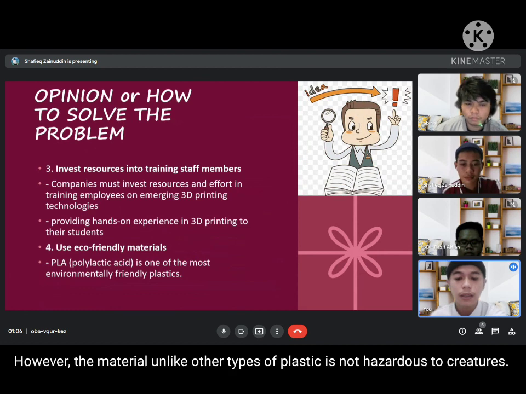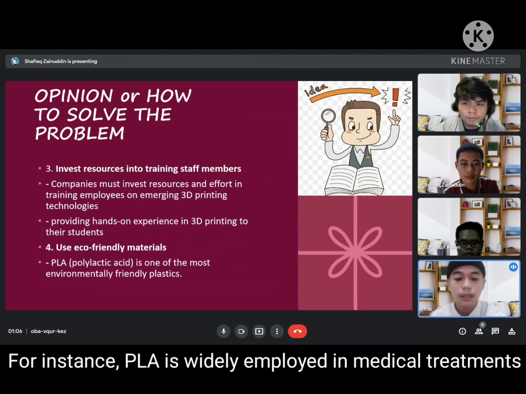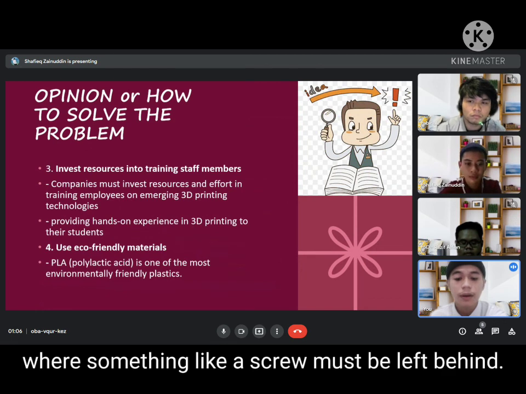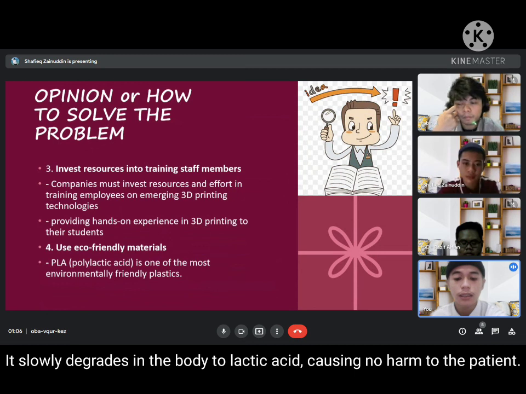However, the material, unlike other types of plastic, is not hazardous to creatures. For instance, PLA is widely employed in medical treatment, where something like a screw must be left behind. It slowly degrades in the body to lactic acid, causing no harm to the patient.